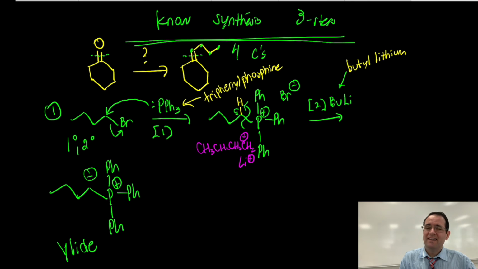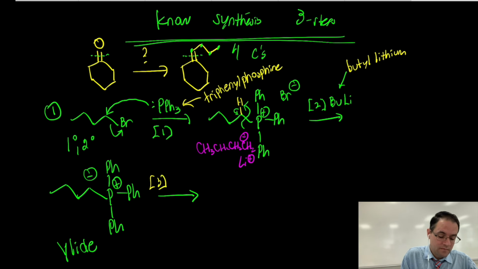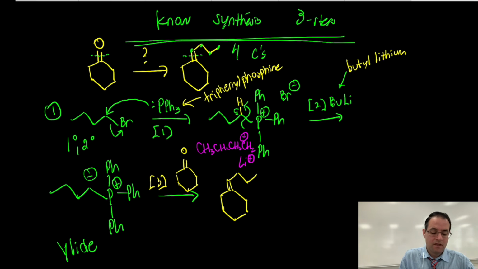So step 1, take your alkyl halide and triphenylphosphine, make the salt. Step 2, add butyl lithium. We have our ylide. And then step 3, we add our ketone. Okay, step 3, we just add the ketone, in this case cyclohexanone, and that makes the target molecule. I'll draw it out again. So 3 steps, all right, 3 steps.